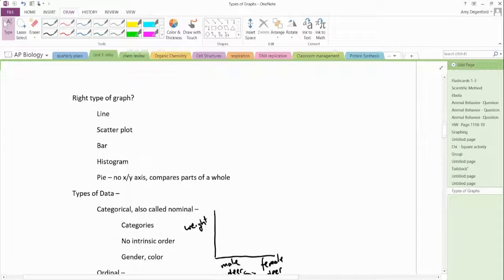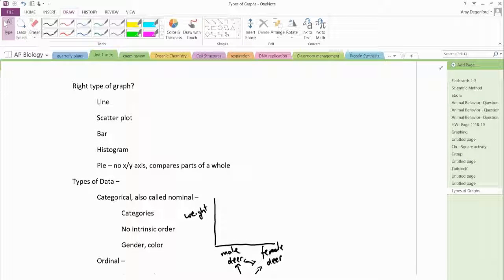All right, so let's tackle this question about the right type of graph. We're going to be using line graphs, scatter plots, bar graphs, histograms, and pie charts. Now, pie charts are the easiest to explain. I can do this right now. There's no x or y axis. It's a circle. It compares parts of a whole, so it has to add up to 100%. So we can talk about that when we do the pie graphs.